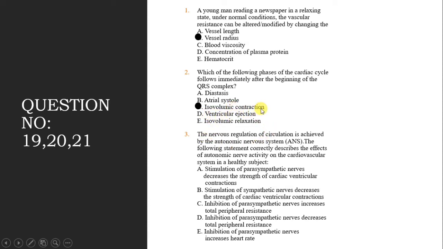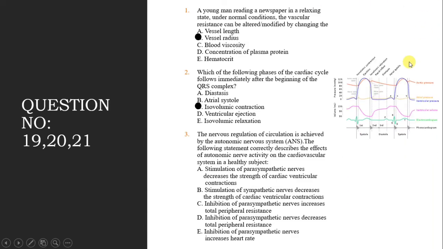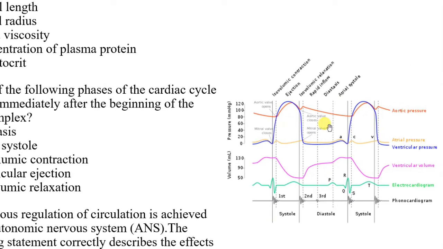Isovolumetric contraction basically represents the contraction of the ventricles that causes an increase in the pressure, but the volume of the blood in the ventricle remains constant. So I have a figure. You can see here this period, which is marked, showing the ventricular volume. You can see that these are the isovolumetric relaxation. This is the isovolumetric contraction.